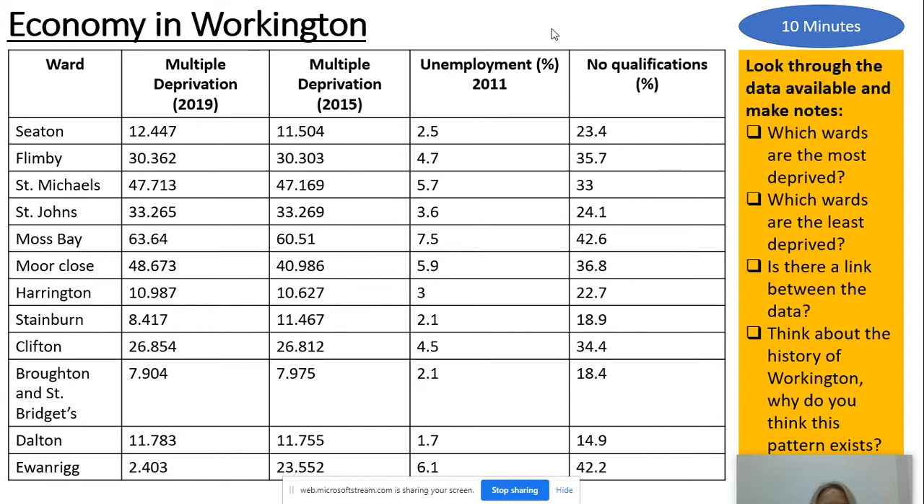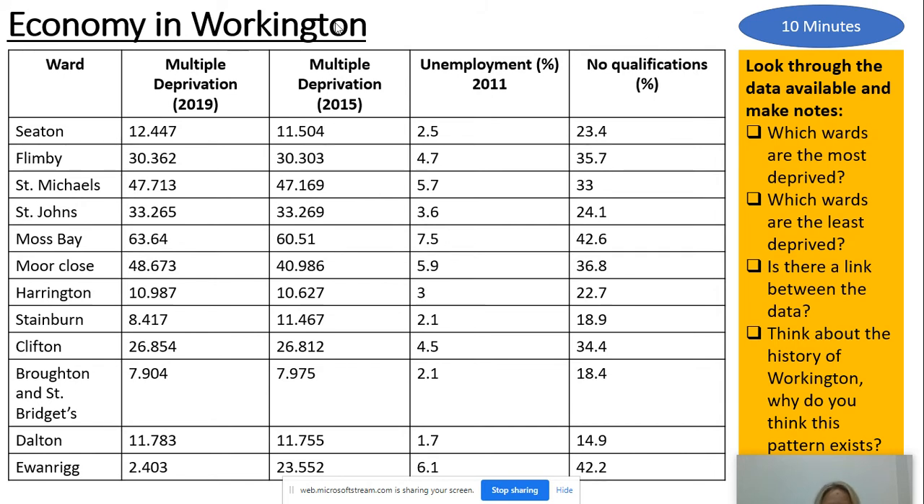So looking through this, I want to see if you can analyse the data. I want you to tell me which wards are the most deprived, the least deprived. Is there a link between unemployment, no qualifications, multiple deprivation? And then I want you to look back to those columns that you've populated with information on the demographic, culture, history, and I want you to try and tell me why this exists.